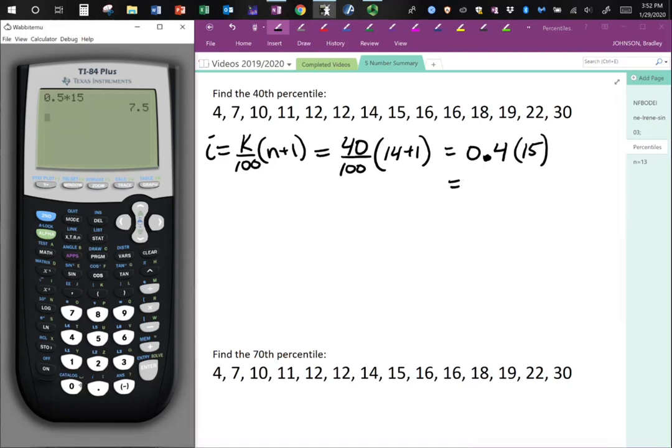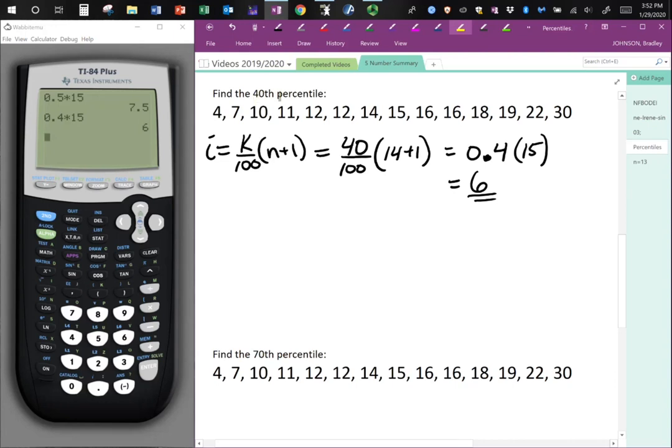Now, hopefully, we get a nice value. 0.4 times 15 gives you 6. Okay, but remember what I said about 6. This is a location. This is not your final answer. If you think about where 6 is located, that's right down here between 4 and 7. That is not the 40th percentile.